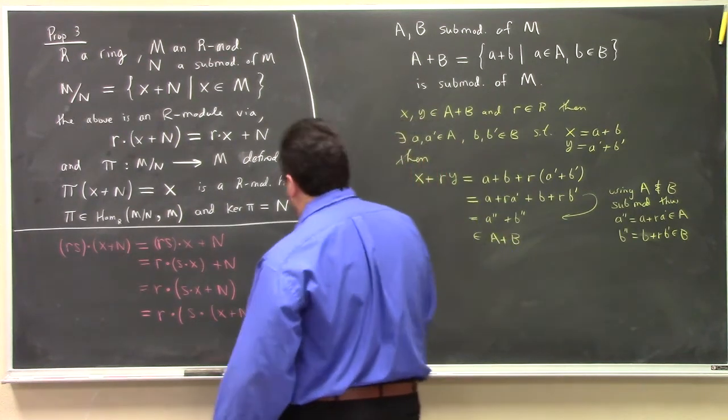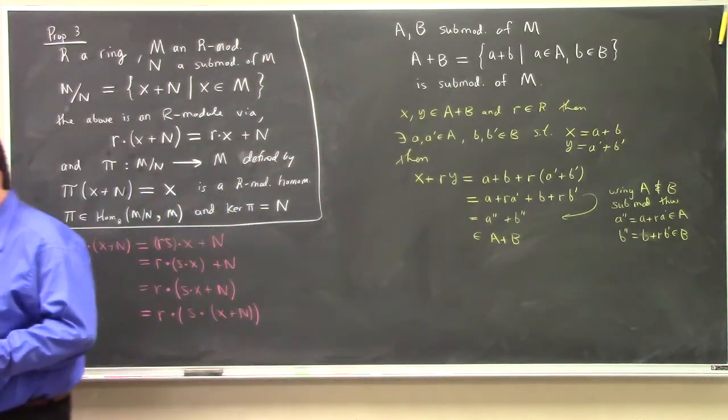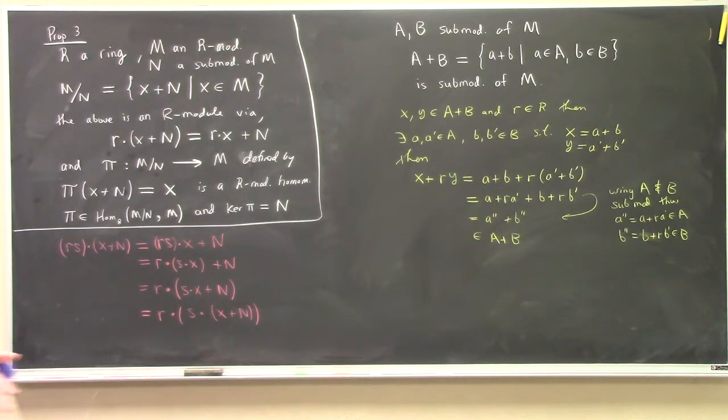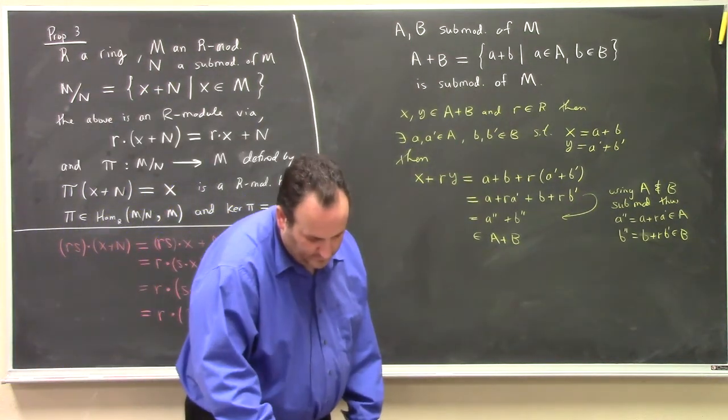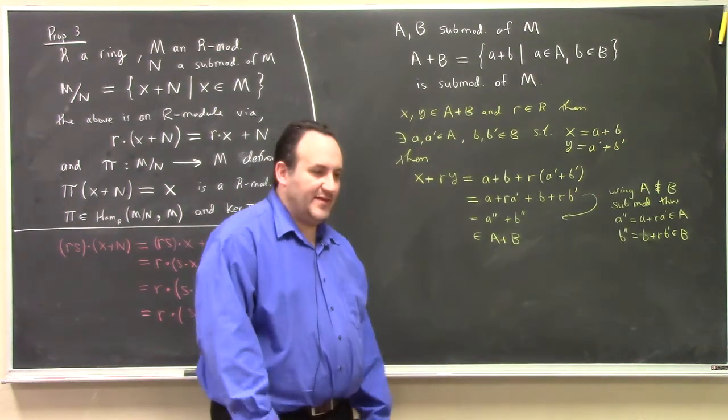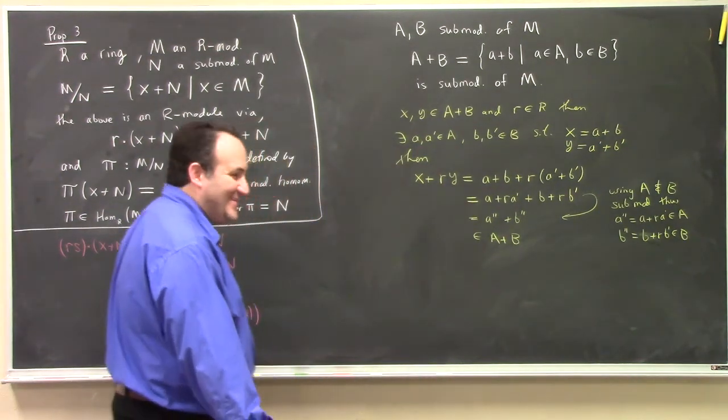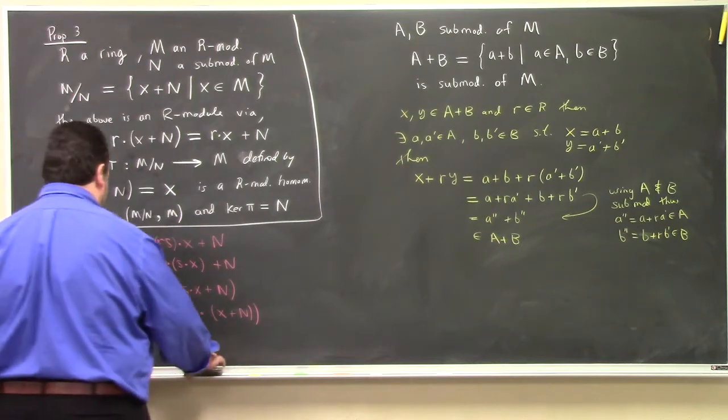And also, it's not empty because 0 plus 0 is in there. So it's non-empty. It's closed under addition with the R module multiplication. In other words, closed under quote-unquote linearity. And therefore, by the submodule criterion, A plus B is a submodule of M. So, yeah. I think any number of things in Calculus 2 are harder than this, okay? Agree? I don't know.